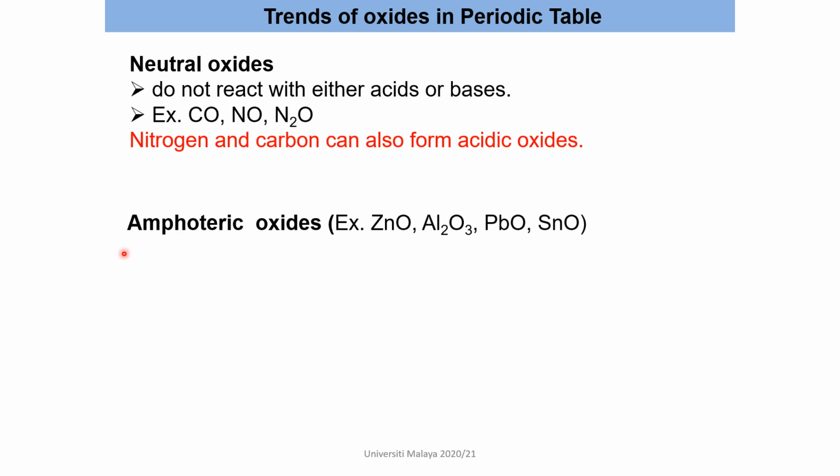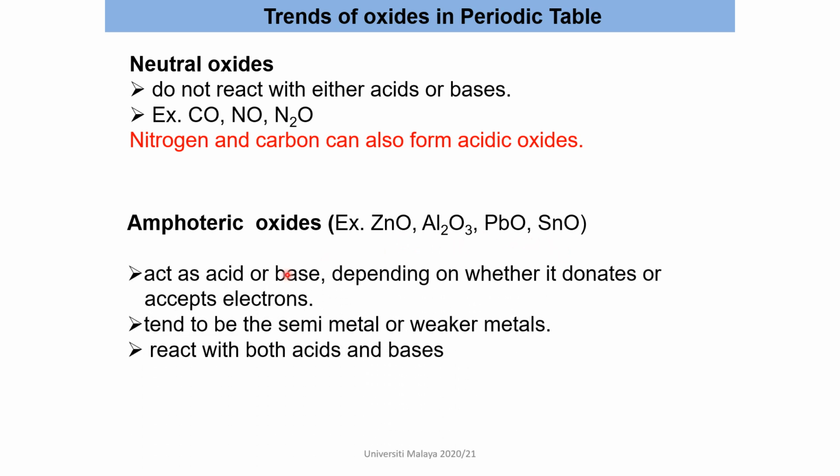Okay, now we go to the amphoteric oxides. For example, zinc oxide, aluminum oxide, lead oxide, and titanium oxide. These amphoteric oxides can act as acid or base depending on whether they donate or accept electrons. And these amphoteric oxides tend to be from semi-metals or weaker metals. Being amphoteric oxides, they can react with both acids and bases.